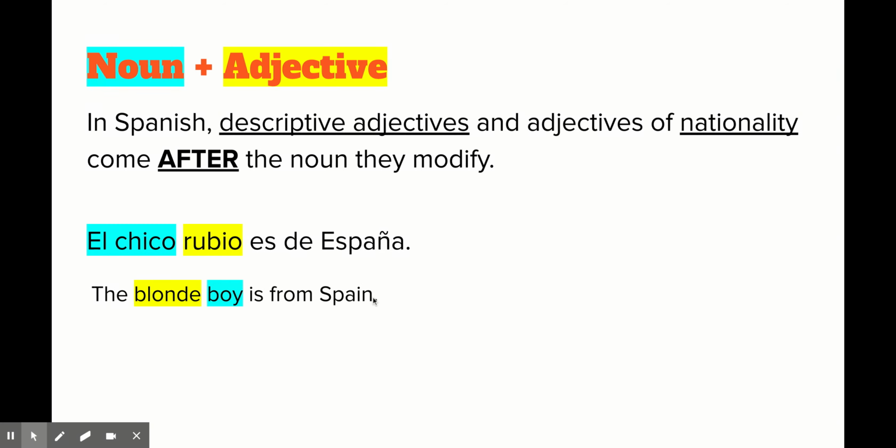But notice we swap them, right? In Spanish, we start with the noun, then the adjective. In English, we start with the adjective and then the noun. Please make sure you're structuring it correctly because you gotta think in your brain: the boy blonde is from Spain. Not the blonde boy, the boy blonde. Okay. El chico rubio, the boy blonde, es de España. Always, always, always when we're talking about descriptive adjectives, right? Rubio is describing his hair, comes after the noun.